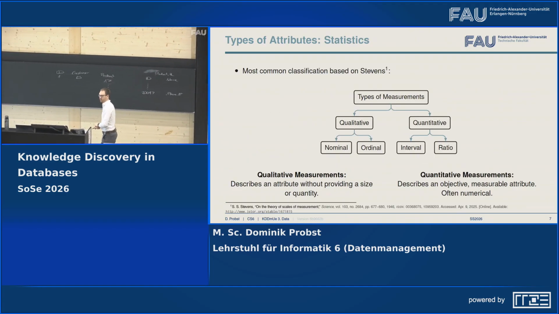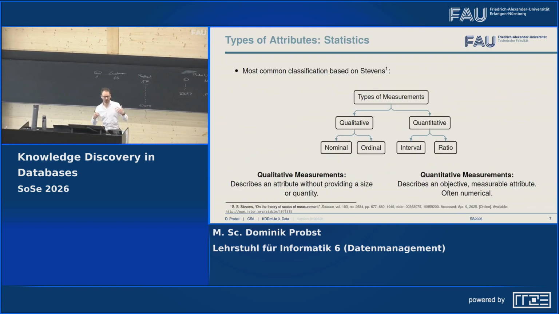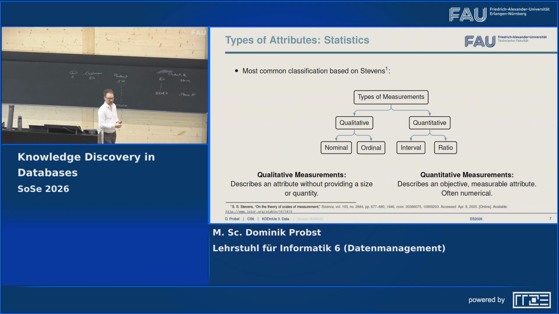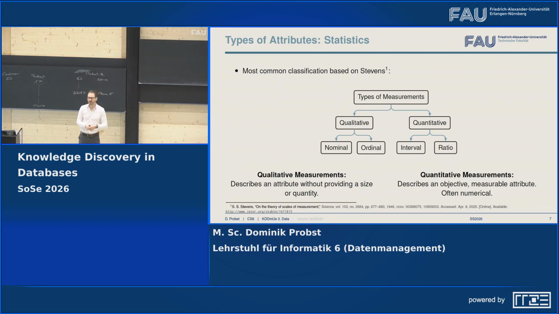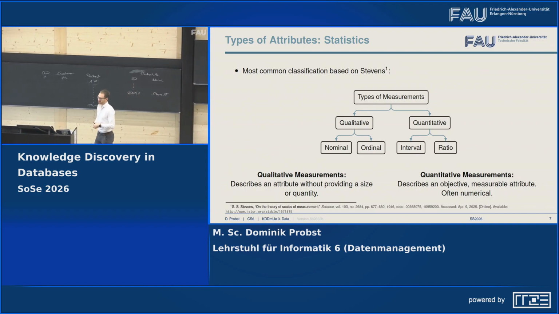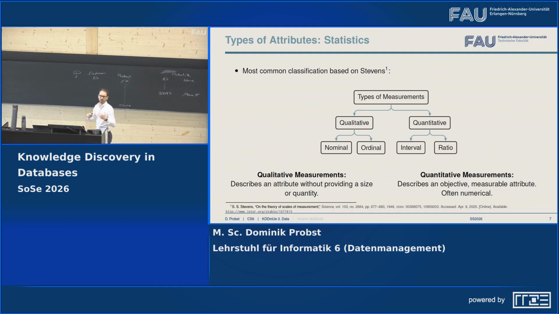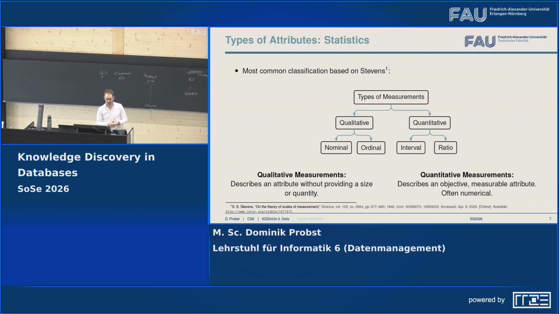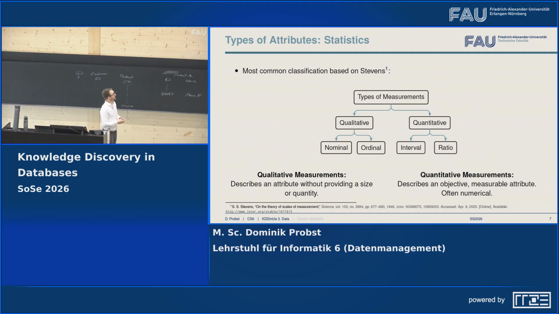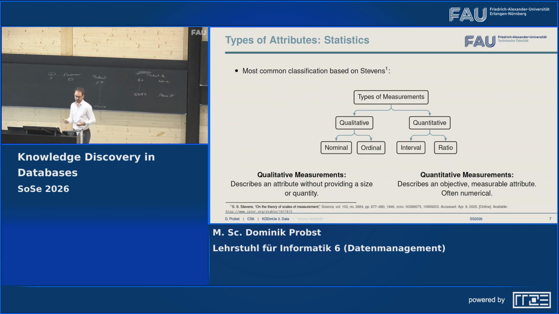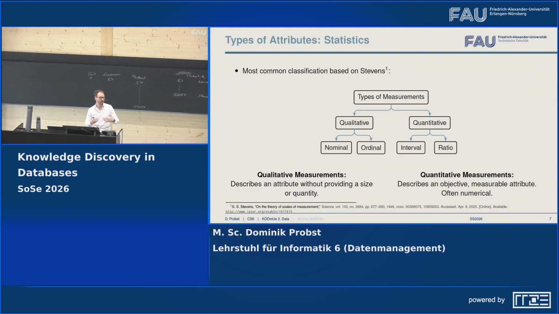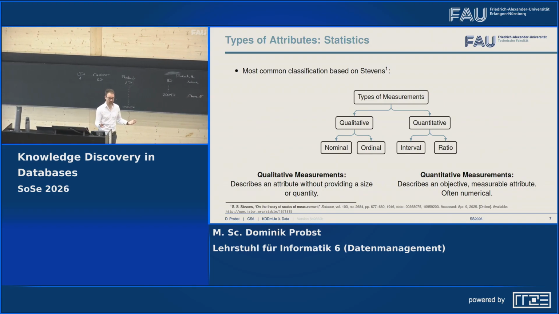So let's first get into the view the statistics community has. This classification is mostly based on Stevens et al. and talks about the types of measurements, so the observations of attributes. He divides measurements into qualitative and quantitative measurements. A qualitative measurement describes an attribute without providing a size or quantity.